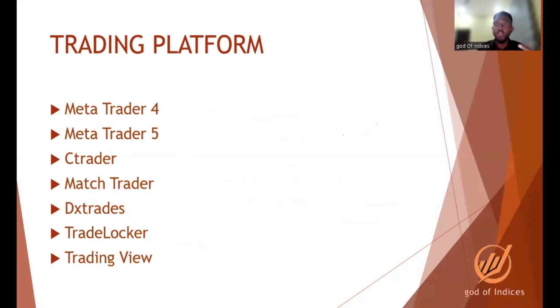So we have trading platforms. These are platforms that brokers offer you. Some brokers offer you their own independent platform, but these are the major ones that are good and easy to use because of their interfaces, right? So we have MetaTrader 4, MetaTrader 5, cTrader, MarkTrader, DexTrade, TradeLocker, and TradingView. My favorite among all of them will be TradingView and MetaTrader 5.